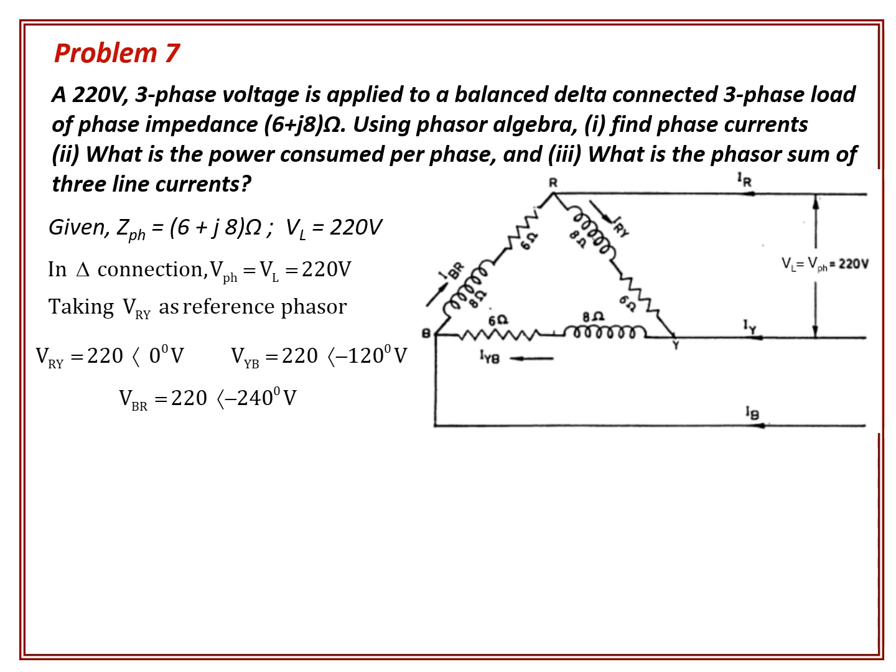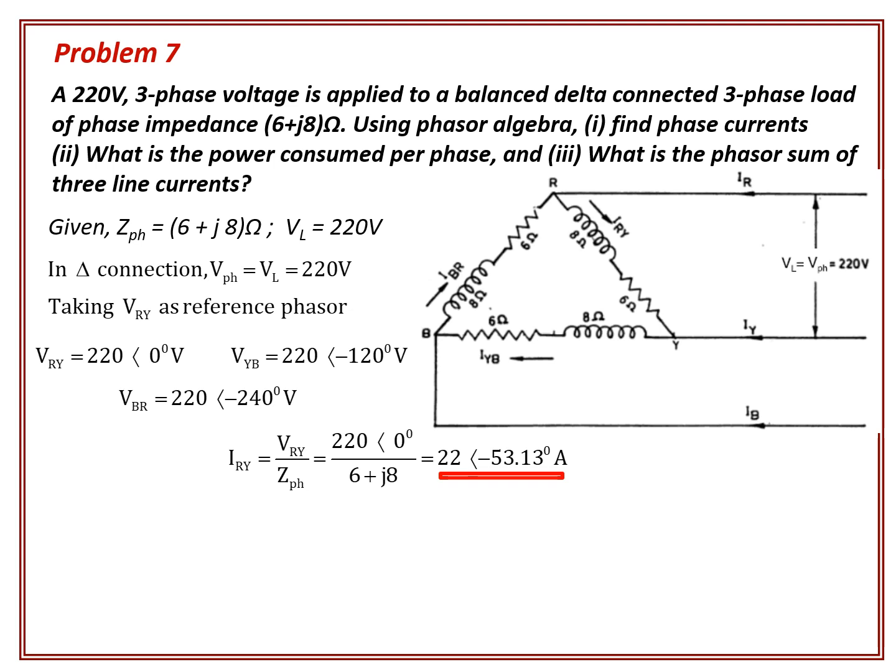VBR equal to 220 angle minus 240 because 220 is the magnitude of VBR, which is same as the magnitude of other two phase voltages. Angle is assigned minus 240 because VBR lags behind VYB by 120 degree and VRY by 240 degree. Since our reference phasor is VRY, we have to consider angle with respect to the reference phasor VRY. So select the angle as minus 240 degree.